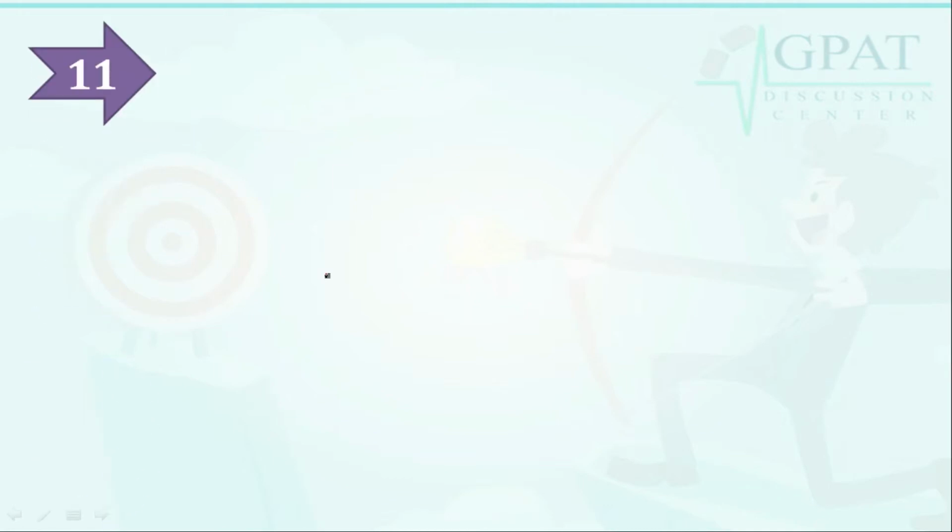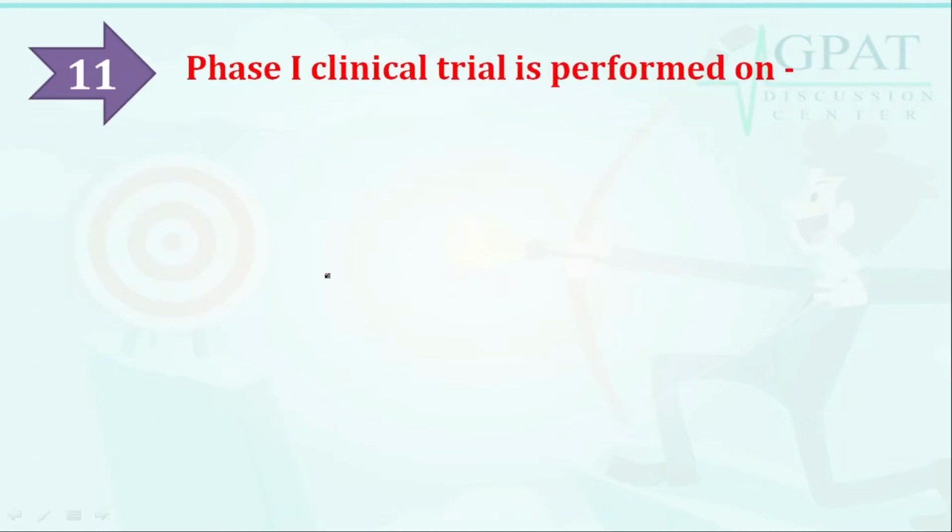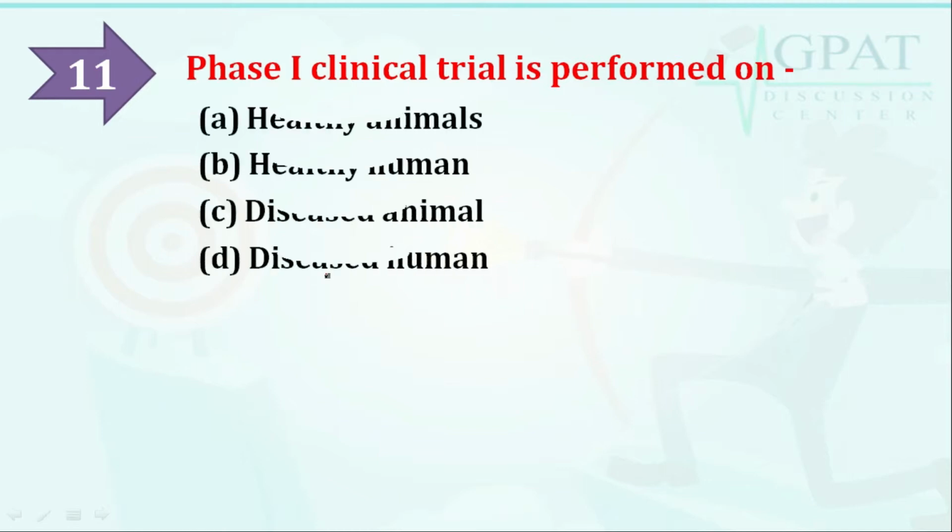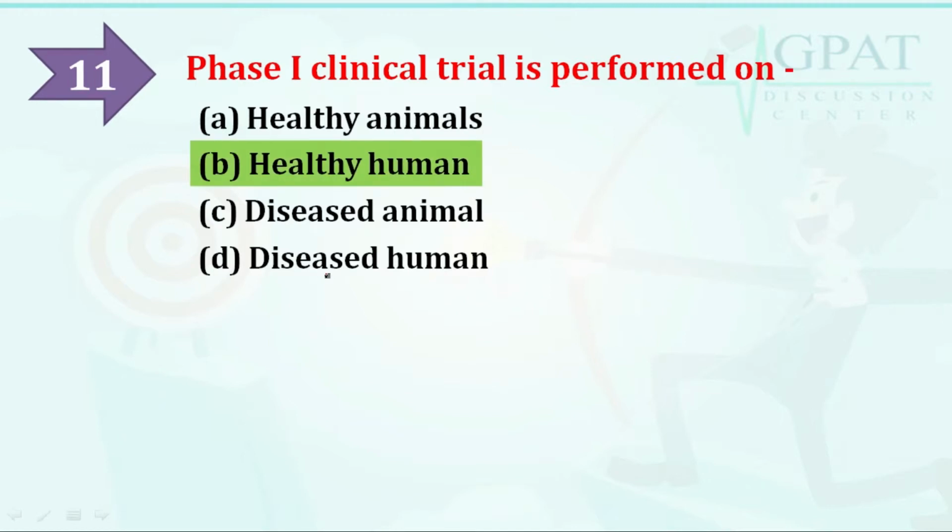Next question is: phase 1 clinical trial is performed on, and the options are option A healthy animals, option B healthy humans, option C diseased animals, option D diseased humans. So phase 1 clinical trial is performed on healthy humans. Students, these questions are very important, so try to memorize these questions within minutes and revise on time, so it will be helpful to attempt questions in your examination without any hesitation.